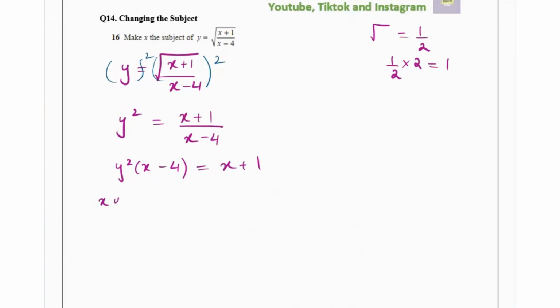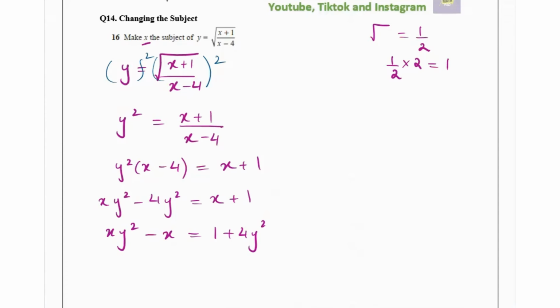Expand the bracket. xy squared minus 4y squared equals to x plus 1. The question says make x the subject. So whatever variable you're trying to make the subject, and if that variable exists more than once, what you need to do is collect the terms with that variable on one side and take everything else on the other side, which means I'm going to write xy squared minus x over here and 1 plus 4y squared over here.